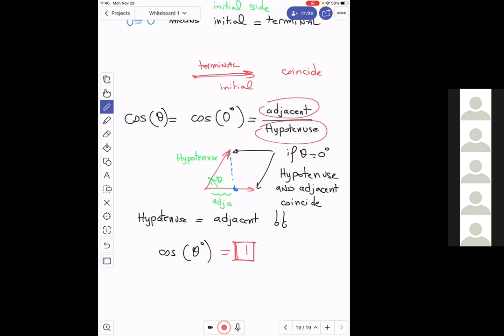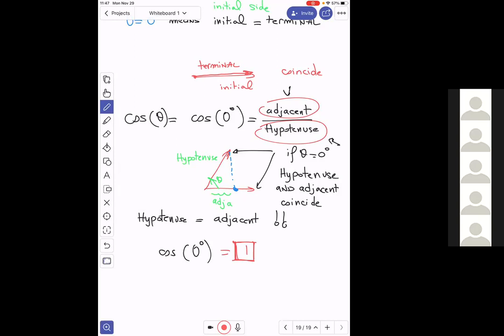Okay. Makes sense why cosine of 0, of course, cosine of 0 degrees, is 1. Because the adjacent side is equal to the hypotenuse. They coincide. Make sense? So if they coincide, they have the same length. If they have the same length, then the ratio is 1. If you divide the adjacent side by the hypotenuse, it's going to be 1.